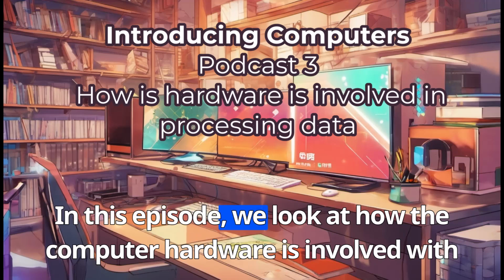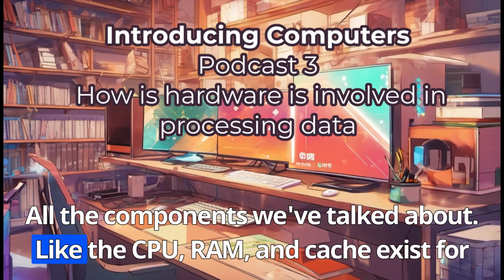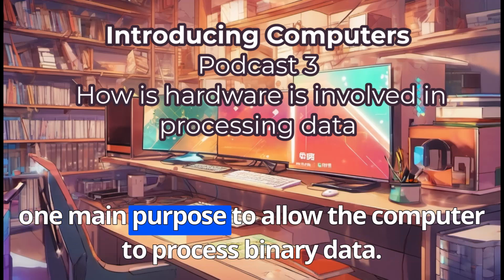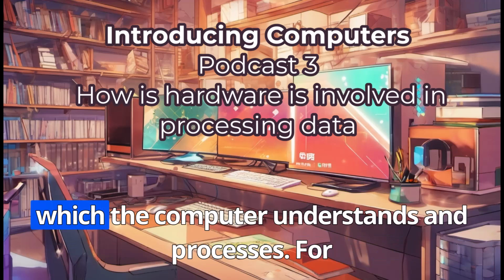In this episode, we look at how the computer hardware is involved with processing data. Let's dive in. All the components we've talked about, like the CPU, RAM, and cache, exist for one main purpose: to allow the computer to process binary data. Binary data is simply information represented as a series of ones and zeros, which the computer understands and processes.